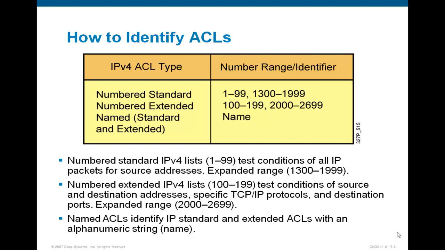Now, besides the numbered access list, we can also use names. The name convention is defined as standard or extended, followed by a descriptive name for the type of access list. For example, you can name it standard name or extended name. That is also used to define the different types of access lists.